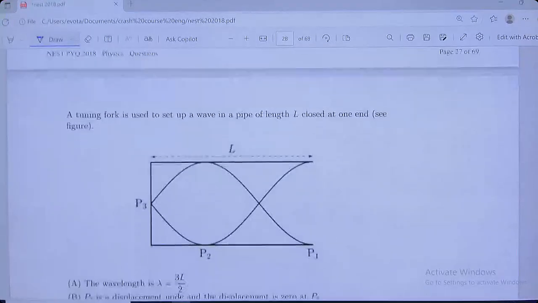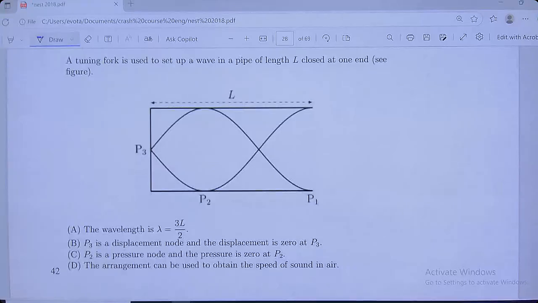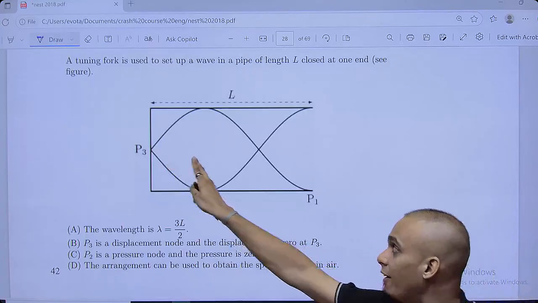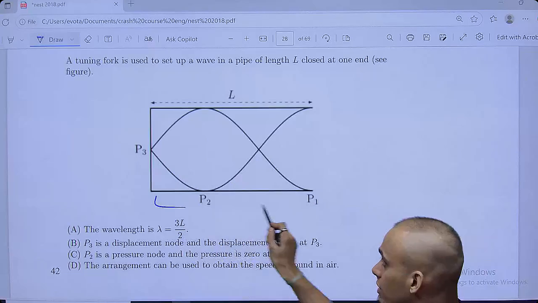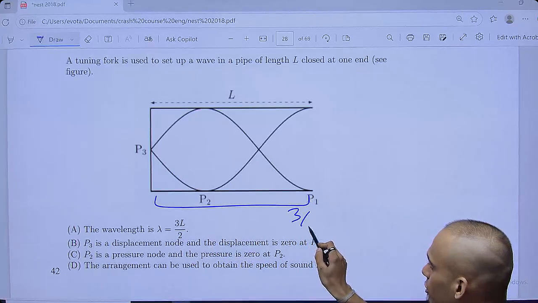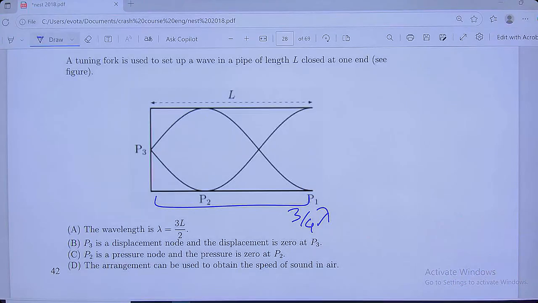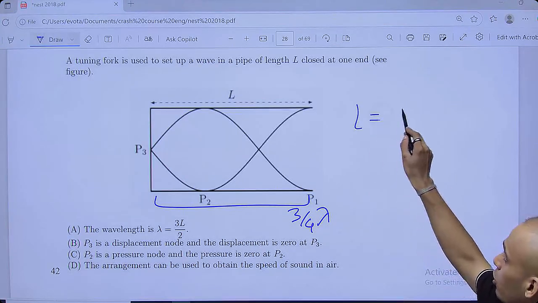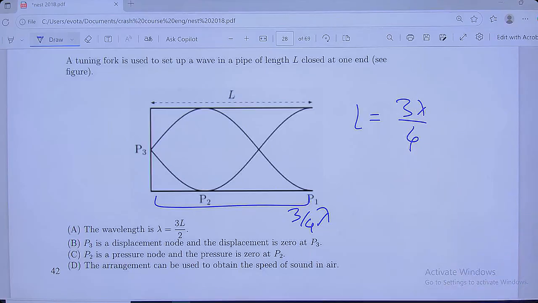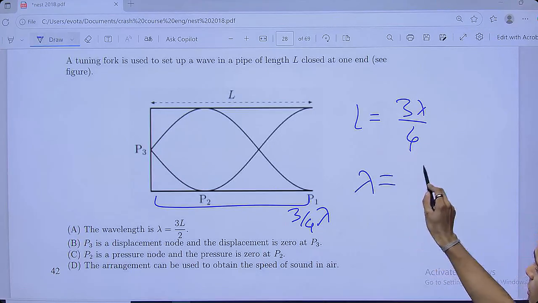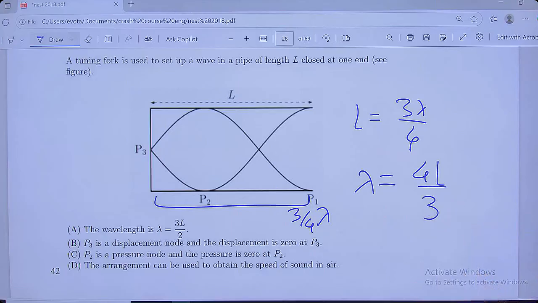In this question, we have a tuning fork such that its length is L and one of the ends is closed. The waveform is given to us. This is half of the wavelength, and the total length is 3 by 4 times lambda. 3/4 of lambda is the total length of the tube. So L is coming out to be 3 lambda by 4, and wavelength will be equal to 4 into L by 3. 4L by 3 comes out the wavelength. So option A is wrong, we can clearly see.